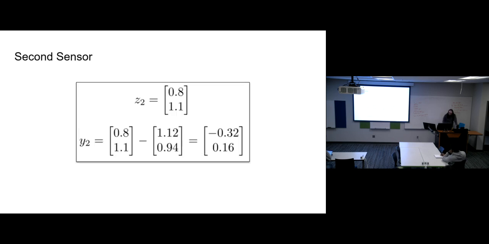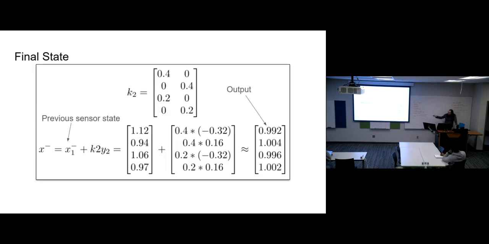Then we repeat the process with the second sensor. You run through the same mathematics, and it's very recursive. This time you compute the gain, but our state here, notice, doesn't have a subscript anymore. It's just X. It's the previous state we computed from the first sensor plus the Kalman gain times that Y we just computed. That gives you basically your final output. Now you've had two sensors, so it's fused everything together, and if you notice, your values are much closer: 0.99, 1.0, 0.99, 1.0.